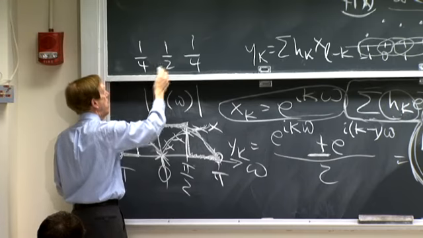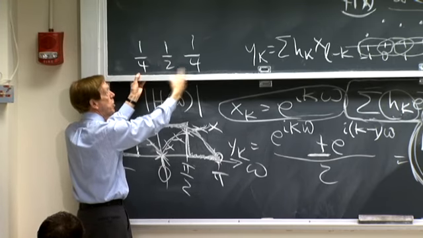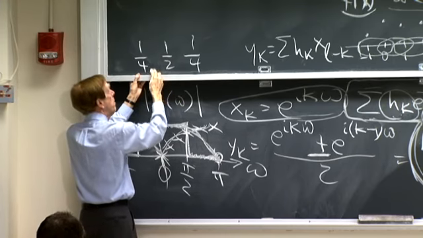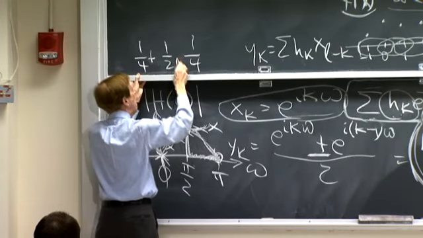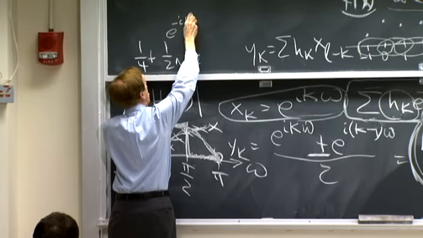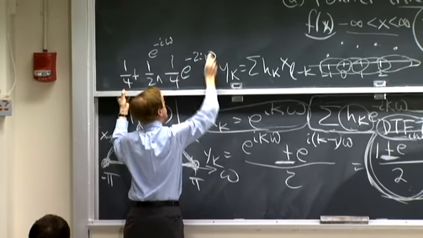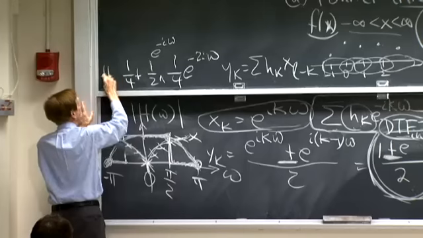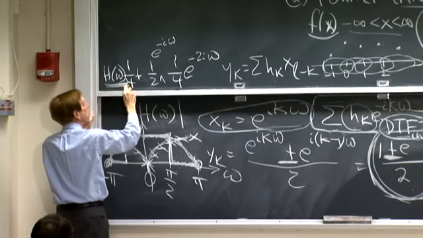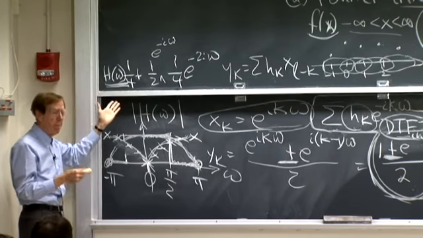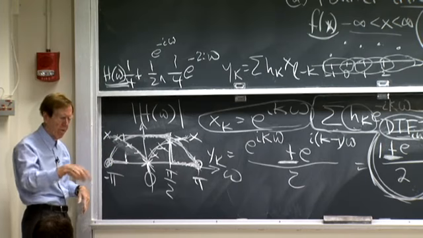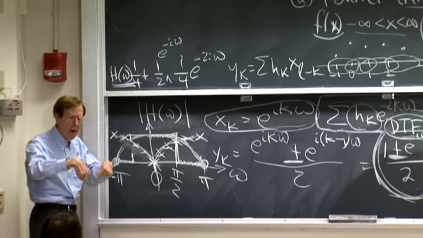So what do I mean by those? Those are the H's. So I would take 1/4 plus 1/2 e to the minus i omega plus 1/4 e to the minus 2i omega. This would be my better H of omega. This would be my frequency response to a better averaging filter. Sort of, this is like averaged, right?